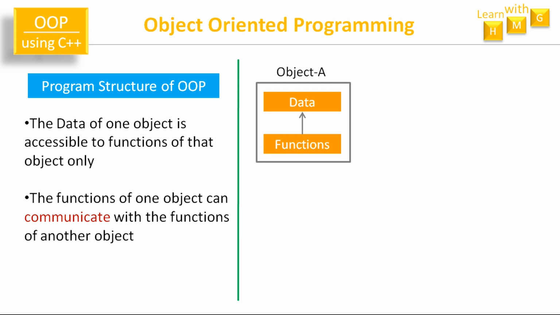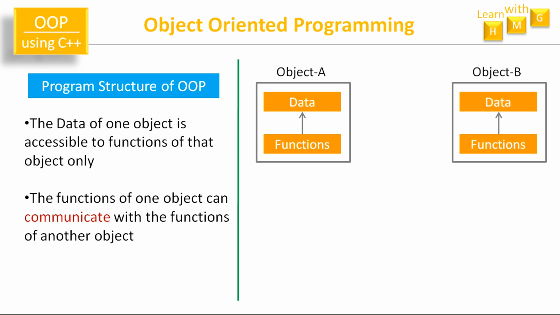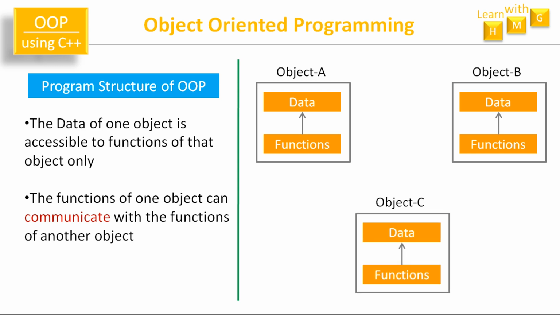So this is object A, and this object is having its own data and functions. This is object B, it is having its own data and functions. Similarly, there is object C, it is also having its own data and functions. These are independent objects, that is A, B and C, and every object is having its own set of data and set of functions, and the arrow indicates that these functions can access or operate on the data of that object only.